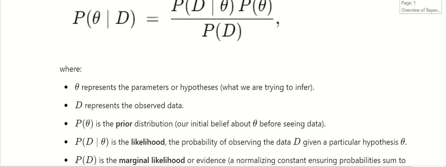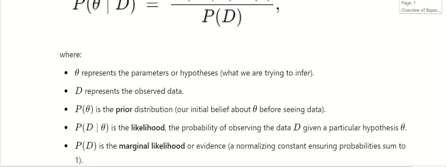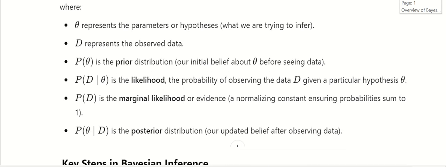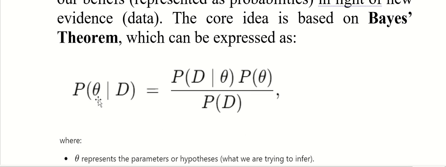P of theta is the prior distribution, our initial belief about theta before seeing data. The probability of the data given theta is the likelihood, the probability of observing the data D given a particular hypothesis theta. The probability of D is the marginal likelihood or evidence, a normalizing constant ensuring probabilities sum to 1. And finally, the probability of theta given D is the posterior distribution, our updated belief about theta after observing data.